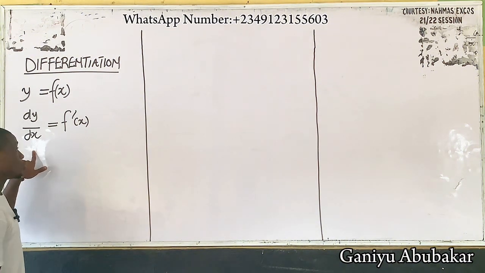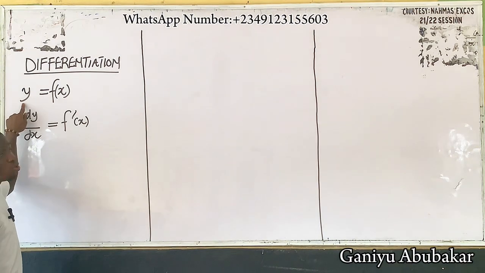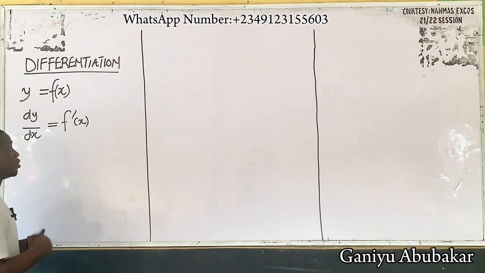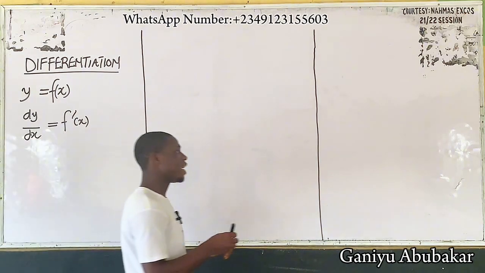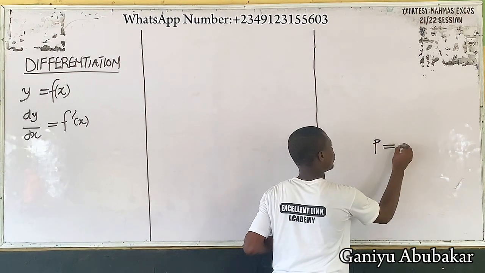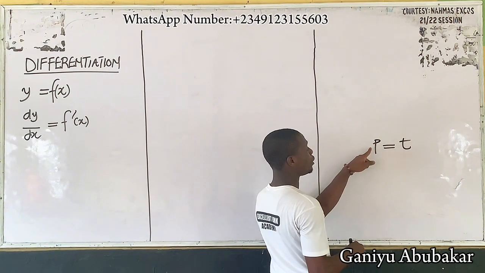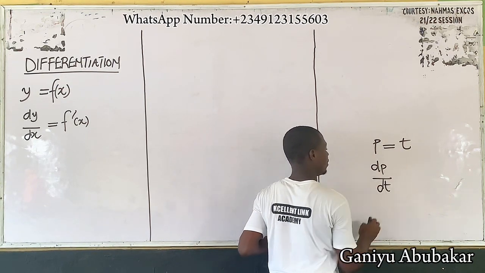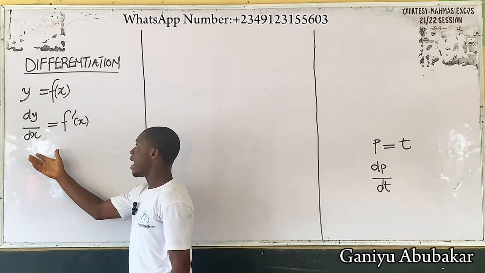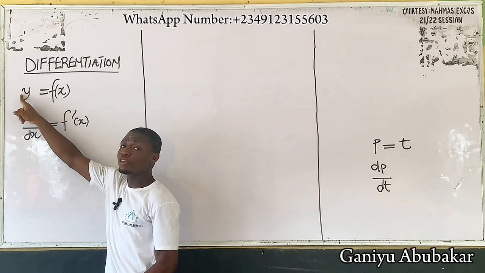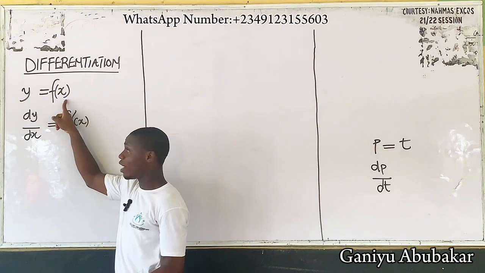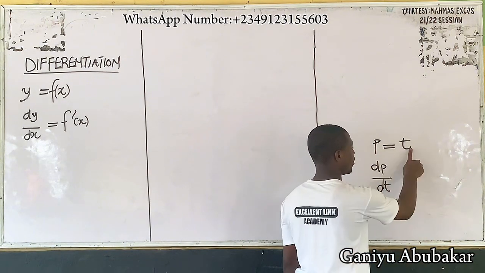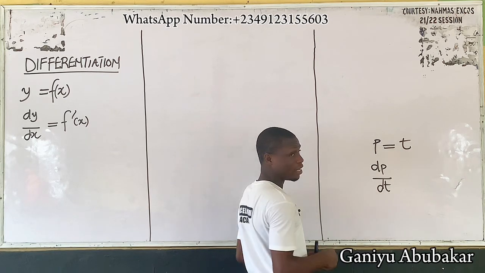That's just the concept. So the change in a parameter or variable with respect to another parameter or variable, that becomes differentiation. So here's the concept. Let's say I have p equal to t. The change in p with respect to t becomes dp over dt. Observe in this first case, I had y. So y is changing with respect to x. So in that case, I'll have dy over dx. Similarly, p is changing with respect to t. Of course, I'll have dp over dt.